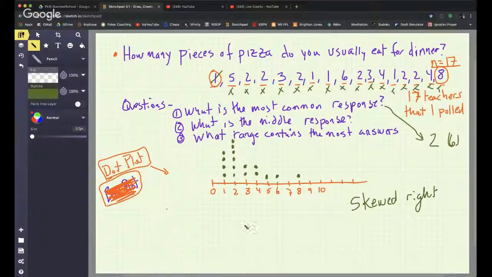So we've answered a bunch of questions. You can also do things like find what's the high and the low. You can quickly see, well, here's the high number. High is 8. We can easily find the low number. Well, there's no zeros, but there is a 1. So the low is 1. Easily answered on our dot plots.